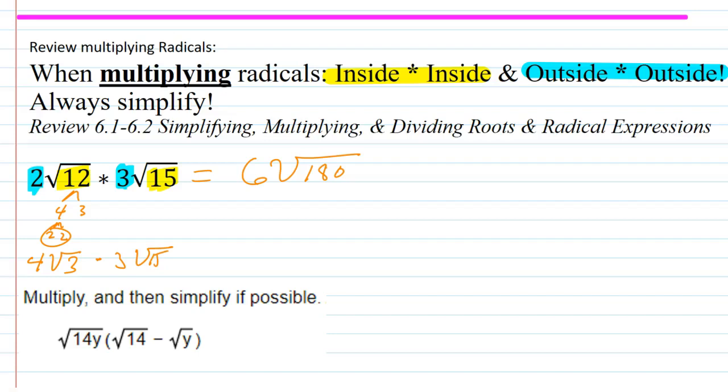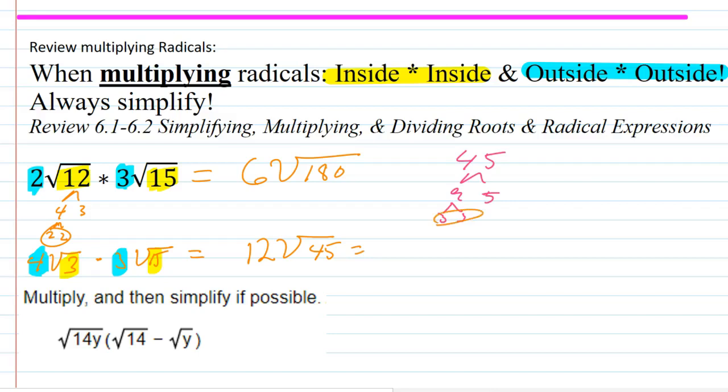Again, I multiply. Now, it's a lot easier to simplify 45 than it is 180. When I simplify 45, I can take out a 3, which gives me 36 on the outside, square root of 5. We would have ended up at the same place. However, it's a lot easier to simplify first.